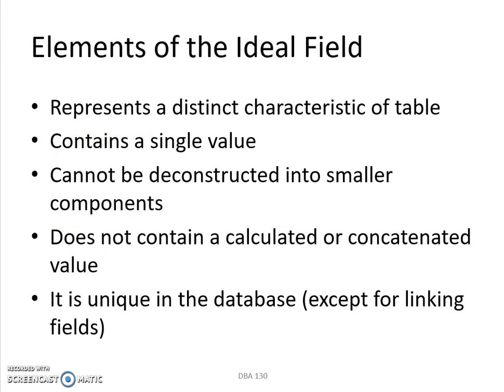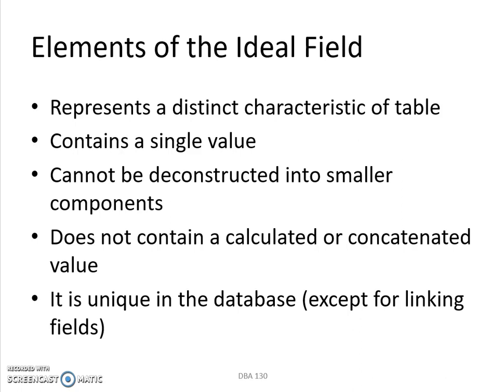So elements of the ideal field: it represents a distinct characteristic of the table. A table represents a specific subject, which can be an object or event. The ideal field represents a distinct characteristic of that object or event. The ideal field contains a single value. So don't have multi-valued fields. An example would be in one field, courses taken: BizIT 103, DBA, DBA 130. There you're having multiple values in the same field. That's a no-no.